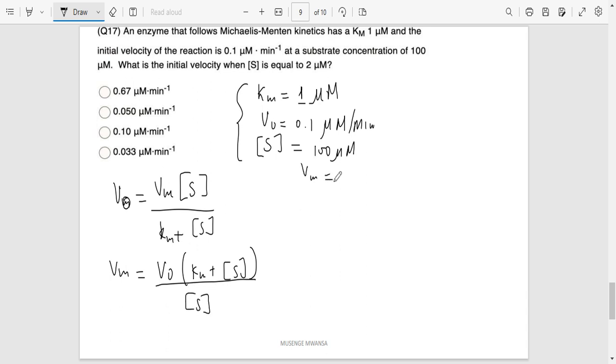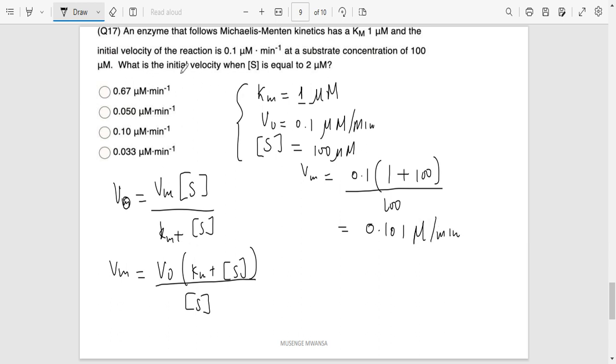So the maximum velocity is going to be the initial velocity, 0.1, multiplied by Km, that is 1, plus the concentration of the substrate, that is 100, and then divided by the concentration of the substrate, which is 100. 1 plus 100 is 101, multiplied by 0.1, that is 10.1, and then we divide it by 100. We get about 0.101. This is the maximum velocity, in micromolar per minute.